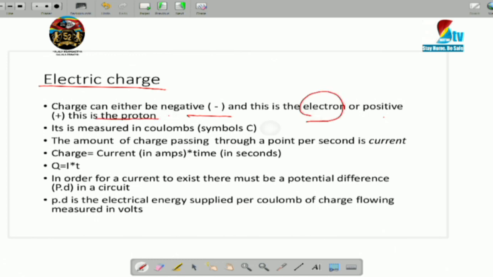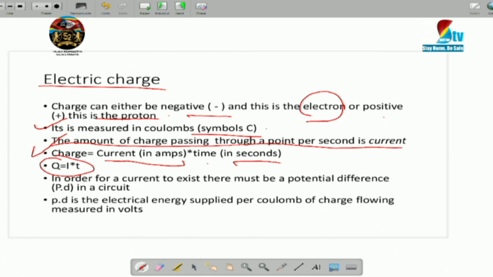Charge is measured in coulombs, with the symbol capital letter C. Now the amount of charge that passes through a point per second is referred to as current. How much charge passing through a point in a second is called current. And then charge can be calculated by this formula: current, which is measured in amps, multiplied by the time, and the time must be in seconds. We can write it in symbols as Q = It.